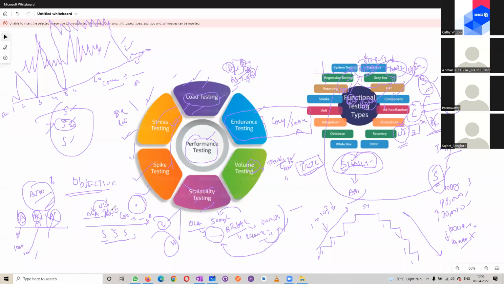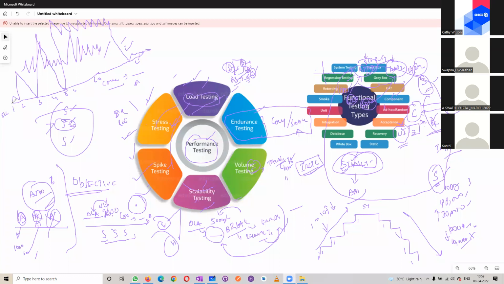Got it? Any other questions from anyone? Load, stress, spike, scalability. Spike testing once again, please.